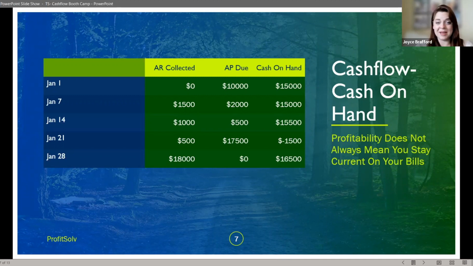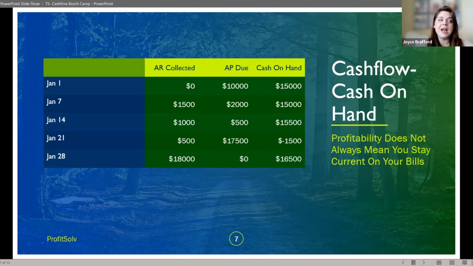Maybe I haven't paid that bill yet, right? On January 14th, I've got $1,000 collected. I've got an additional $500 due, cash on hand $1,550, right? January 21st, I have only $500 collected. My accounts payable that are due: $17,500.